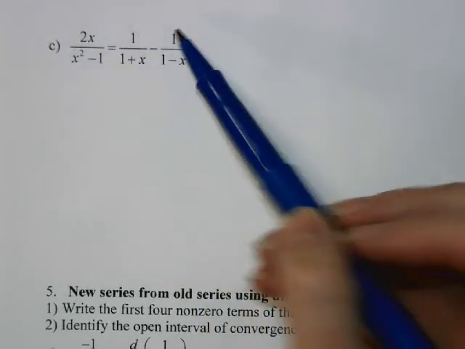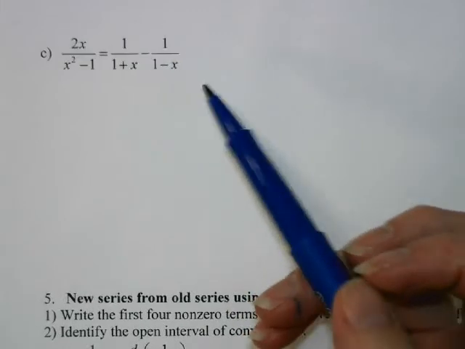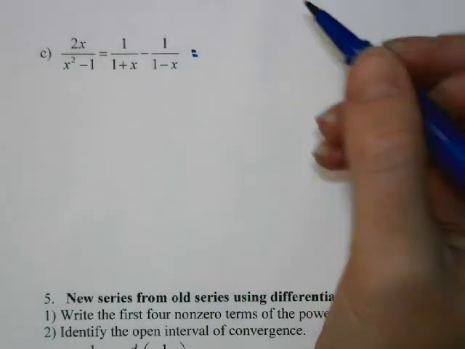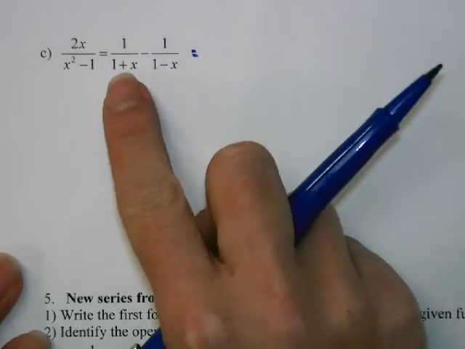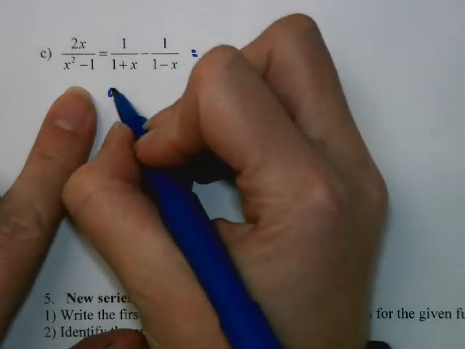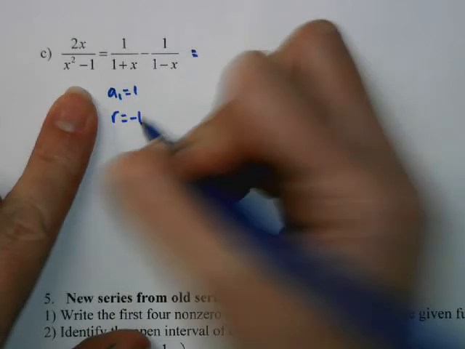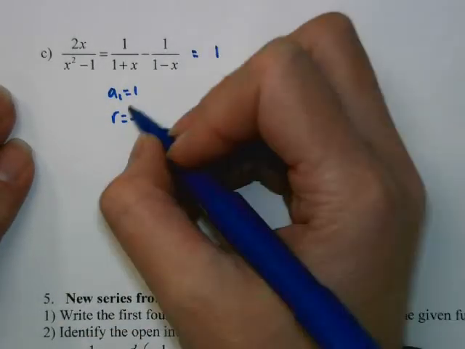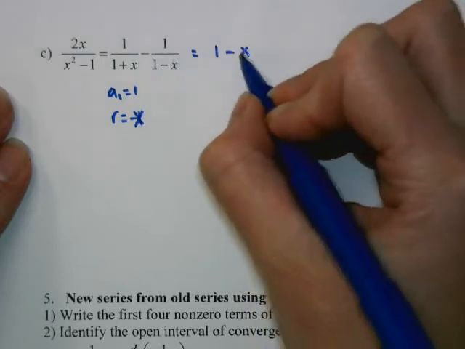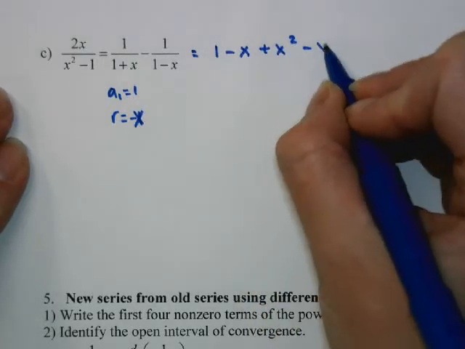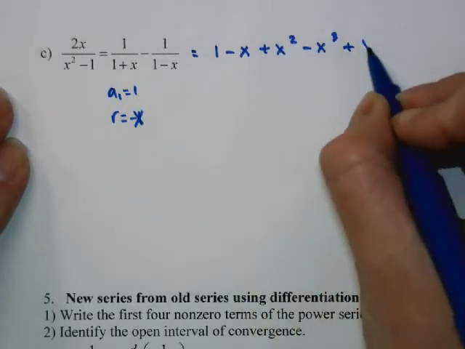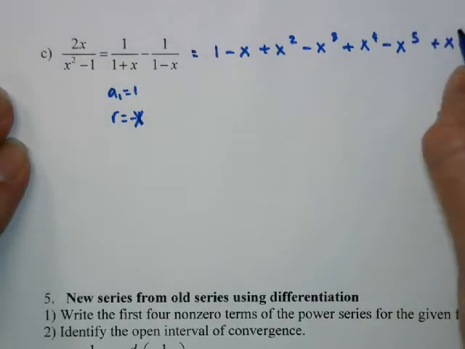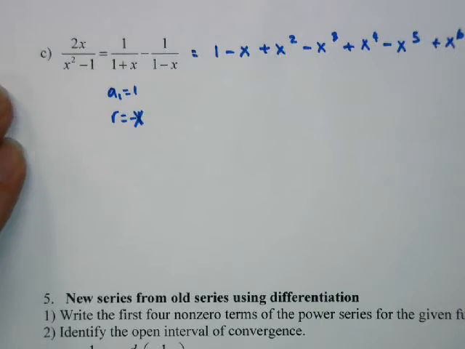Okay, this one. This is equivalent to this if I used partial fractions to simplify it. So what is this? So I'm going to expand this one out. So this one, my a1 is 1, r is -x. So this is going to give me 1 minus x plus x squared minus x cubed plus x to the fourth minus x to the fifth. I'll do one more. And you'll see why we need so many terms here.